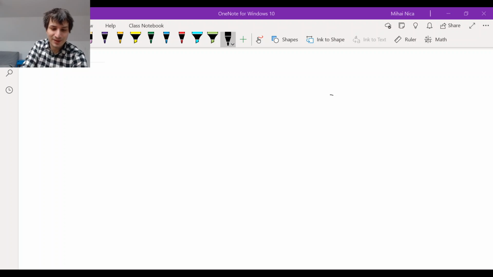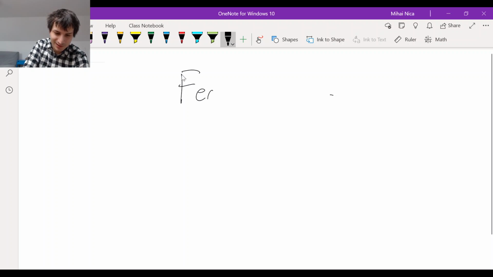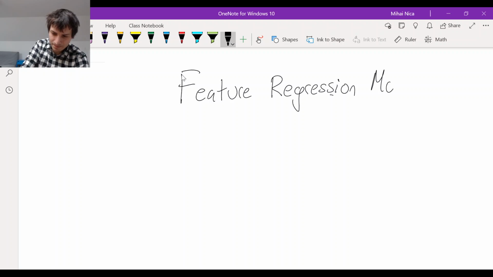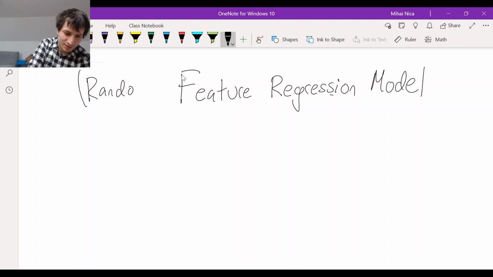So this video is about the feature regression model. That's what we're going to do in this video, the feature regression model. And then we're going to extend it to something called the random feature regression model, which is just going to be the feature regression model where some parts of it are chosen randomly. And this model is the simple model that wide neural networks are supposed to behave like.